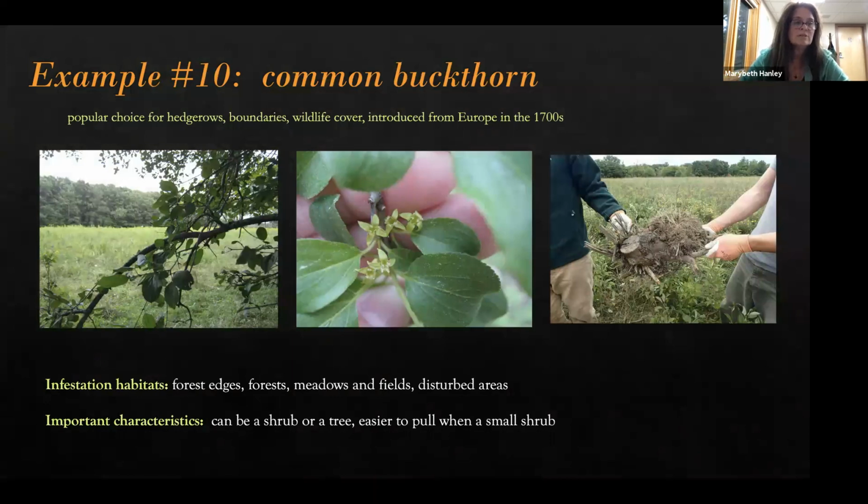A couple more, just briefly. Hillary and I talked about this one in the beginning. This is the common buckthorn, and I see a fair amount of this in the Finger Lakes. This can be a shrub, it can be a tree. It's much easier to control when it's smaller. When they get to be very, very large, you have to cut them down. And these are pictures from the Finger Lakes, from some pastures that I've worked at.